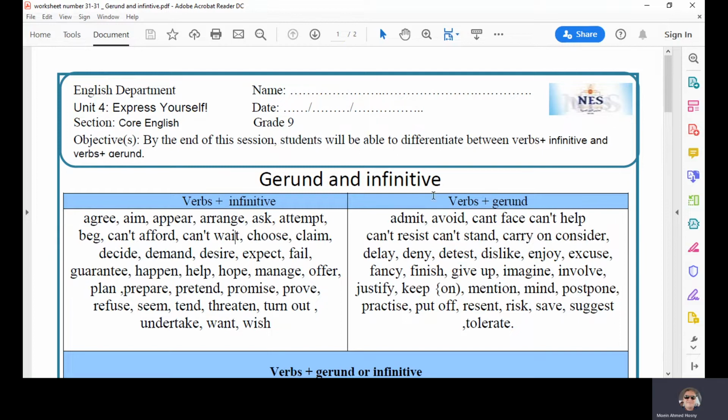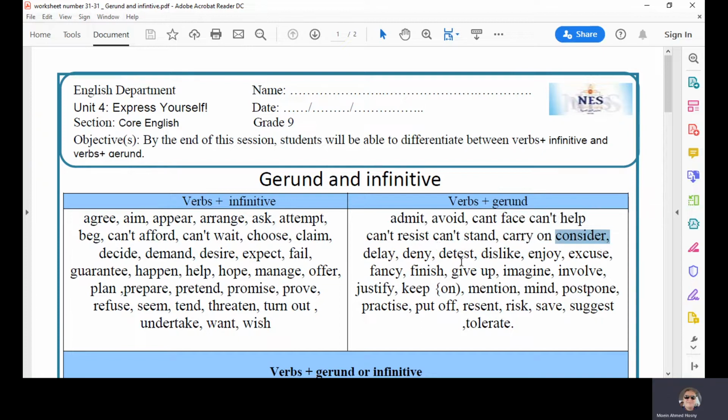On the contrary, with these verbs, you must use the gerund. Okay? He admitted committing the crime. They avoid staying up late, and so on. I can't help waiting. Okay, so here must be a comma, sorry. So can't face, can't help, can't resist, can't stand. Carry on, consider, carry on is a verb and consider is another one.